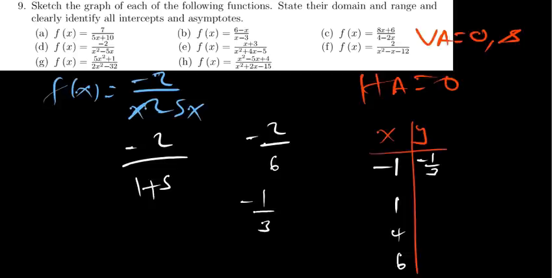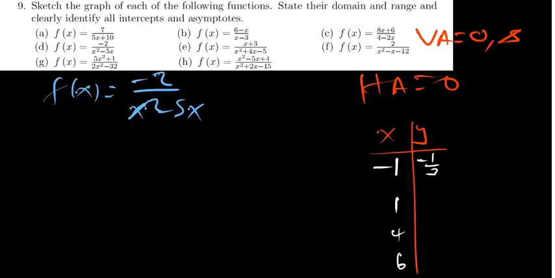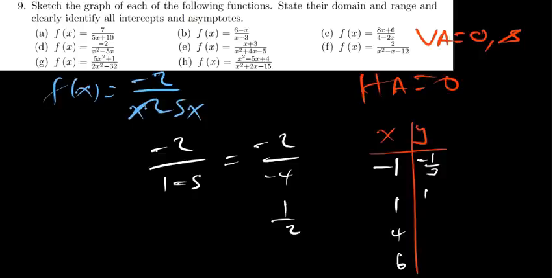Now if I put 1, let's see, if I put 1, it's going to be negative 1, then I'm going to have 1 minus 5, which is going to be negative 2 over negative 4. This is going to give me what? This is going to give me 1 over 2, which is half. What if I put 4.